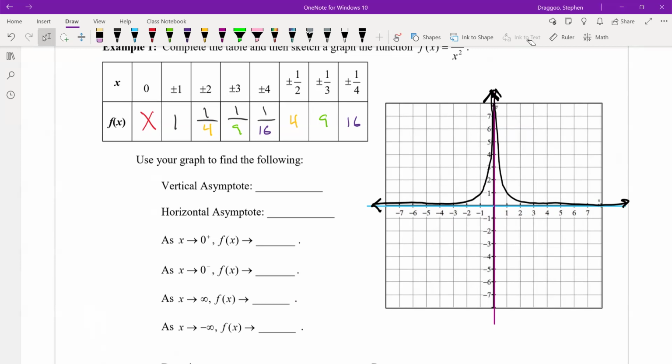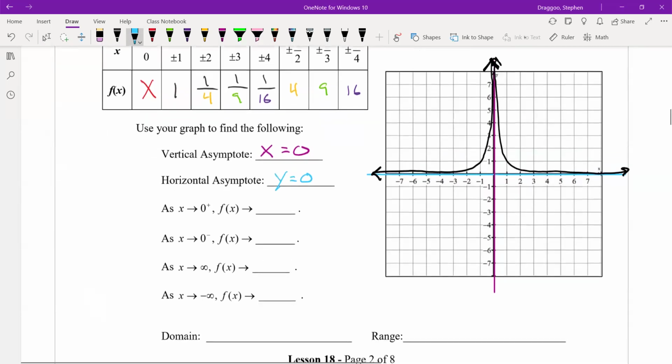That vertical asymptote is the line x equals 0. I know it's a vertical line, so it should have the equation x equals something. So x equals 0. And then my horizontal asymptote is that flat line. It is the equation y equals 0. So with asymptotes, it's important that those both come out to be equations.